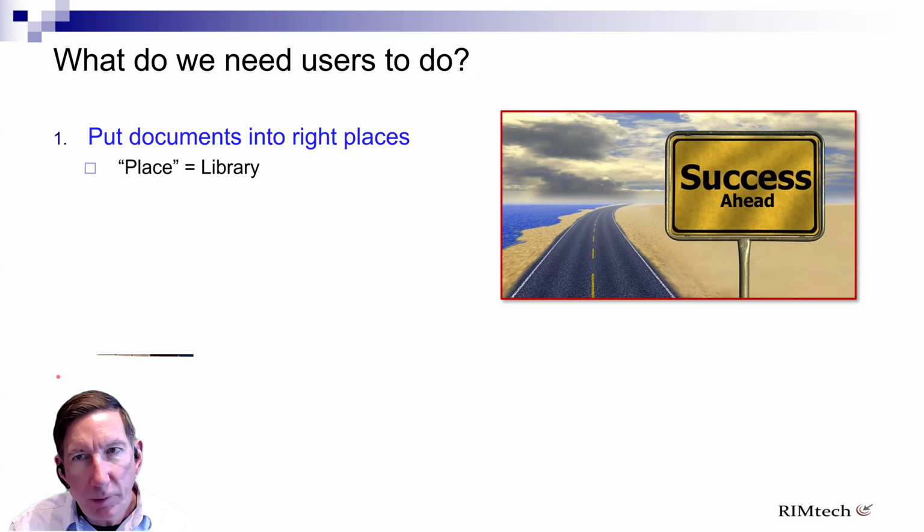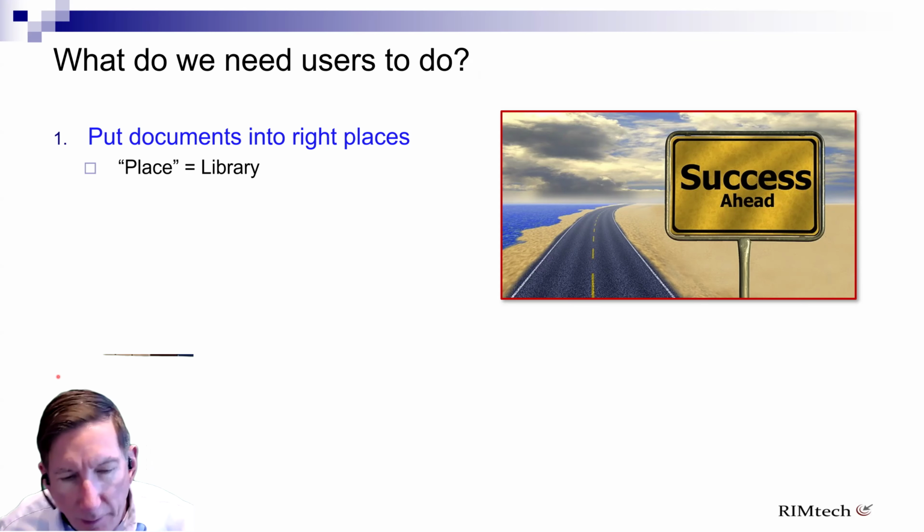Number 1, put documents into the right places. And in the case of SharePoint, that means a library. Not hard to do. In fact, I would suggest it's almost impossible to put the document into the wrong library. Why is that? Because if you have it properly deployed, and I'm guessing many don't, but if SharePoint has been properly deployed, you have meaningful descriptive metadata, what SharePoint calls columns, on every library.